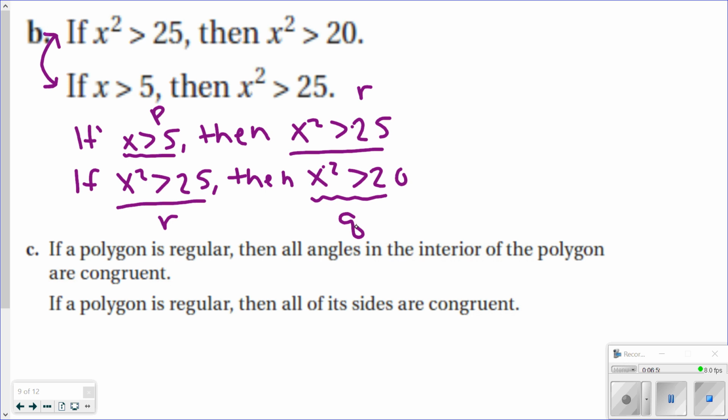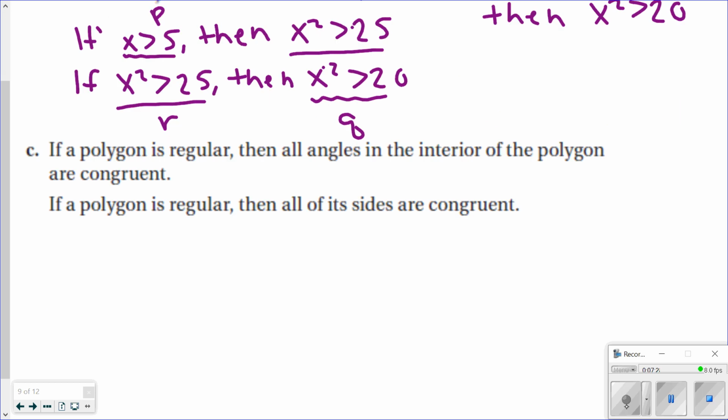So remember, law of SIL is if P, then R. If R, then Q. Therefore, if P, then Q. So let's write our therefore. If P, well, if P is if x is greater than 5, then Q, and our Q is x squared is greater than 20. All right, let's move on to part C.